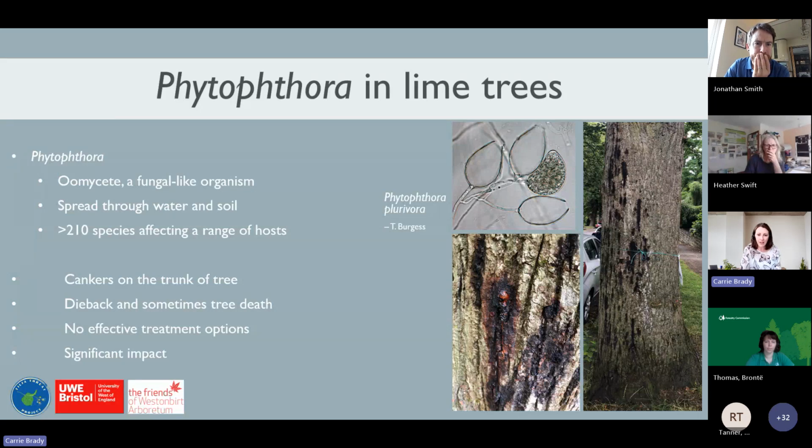In lime trees, cankers on the trunk are usually a common symptom of an infection with Phytophthora plurivora. The cankers stand out as dark necrotic lesions. These can be either dry or wet, and there's often an exudate that seeps down the trunk. And in extreme cases, bleeding canker can cause dieback of the canopy and even tree death. And there are no effective treatment options. And when several trees are infected, this can have a significant impact on the site.